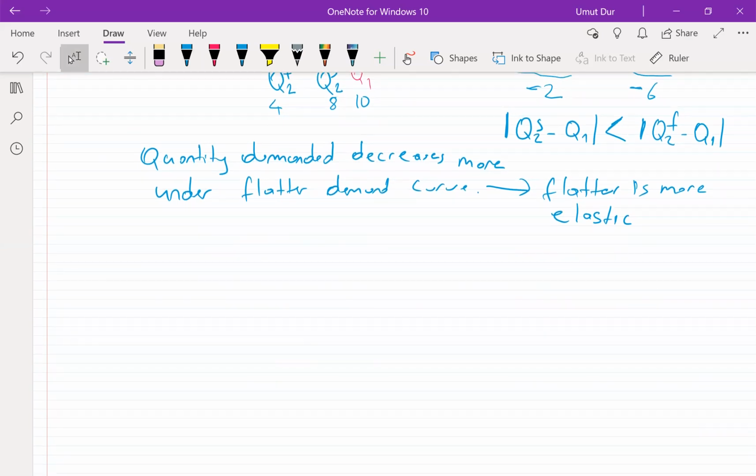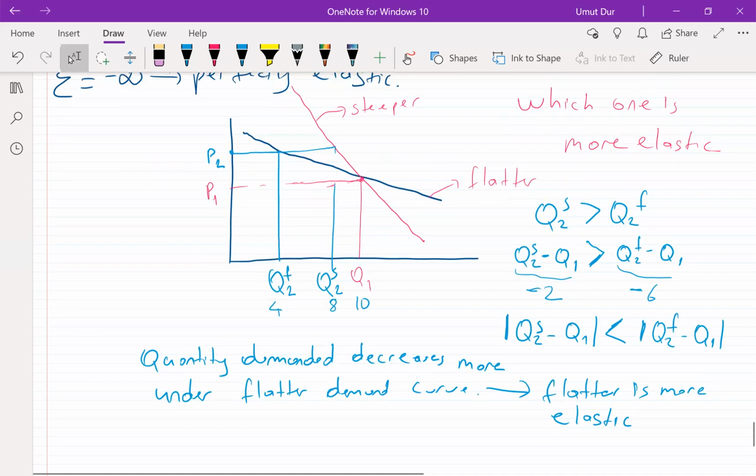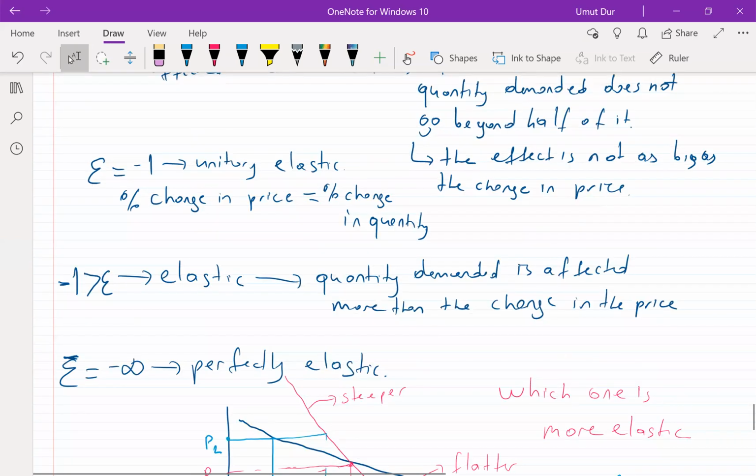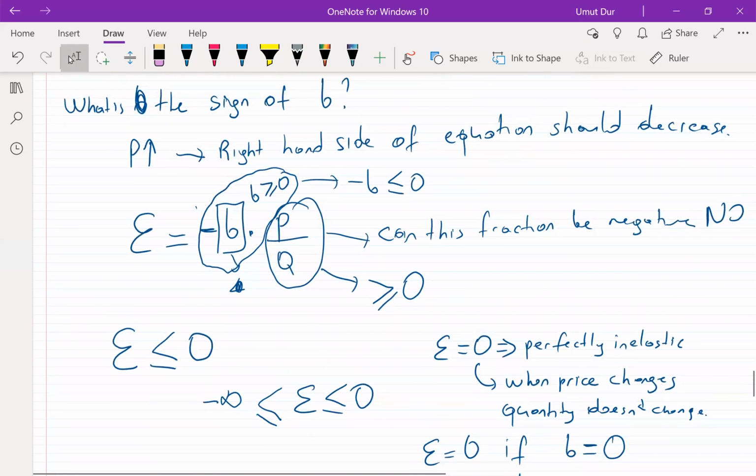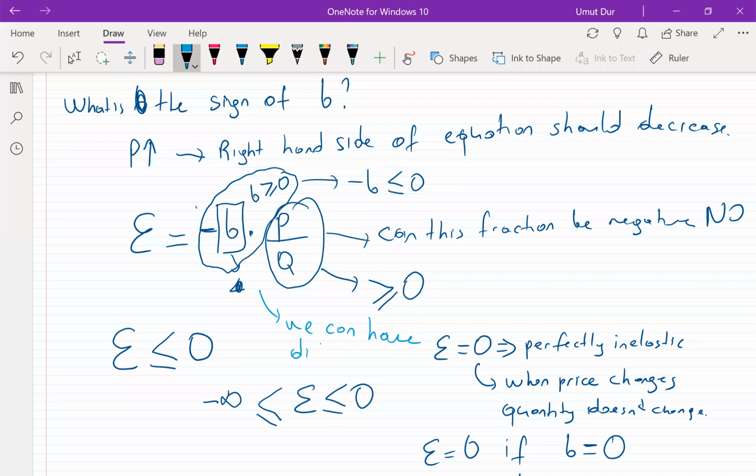I will finish today's class. Okay, with one more thing. Here we compare two different demand curves. But in fact you can see that from the formulation. We can have different elasticity on the same demand curve.